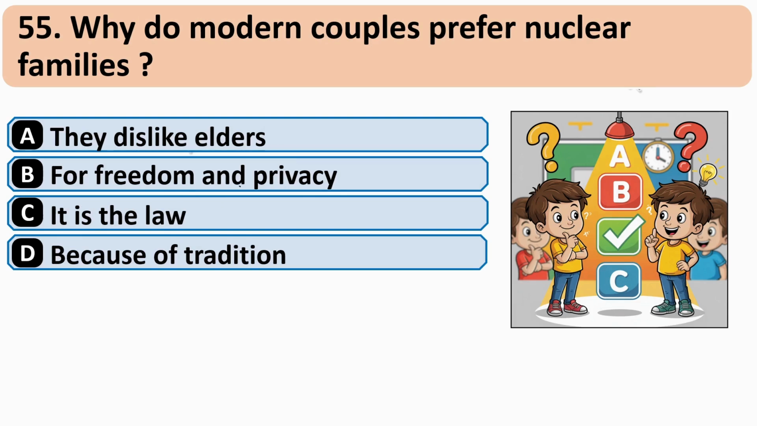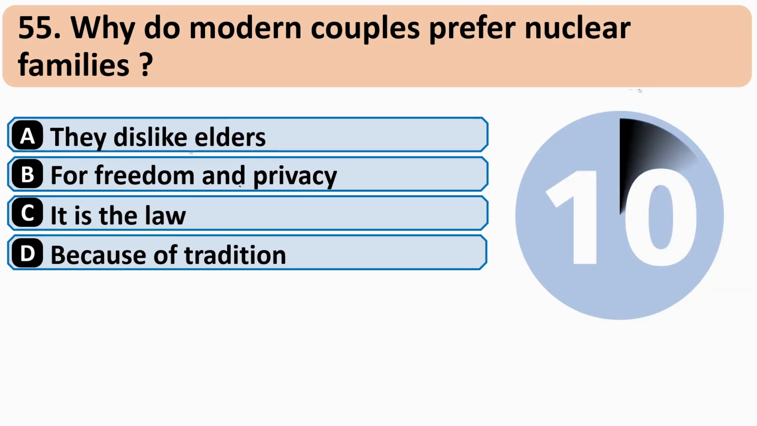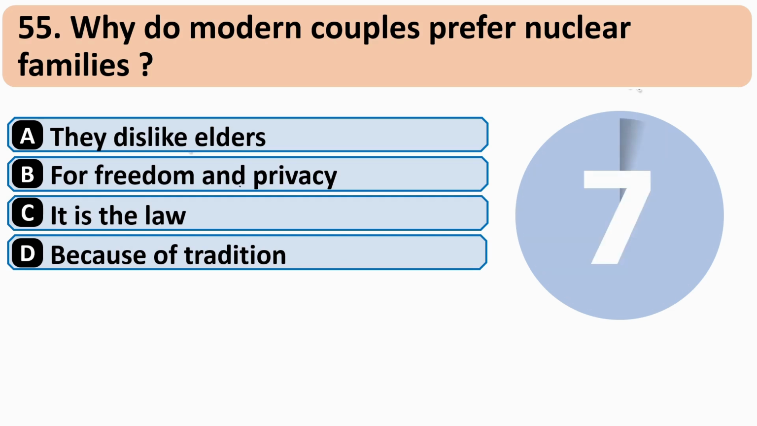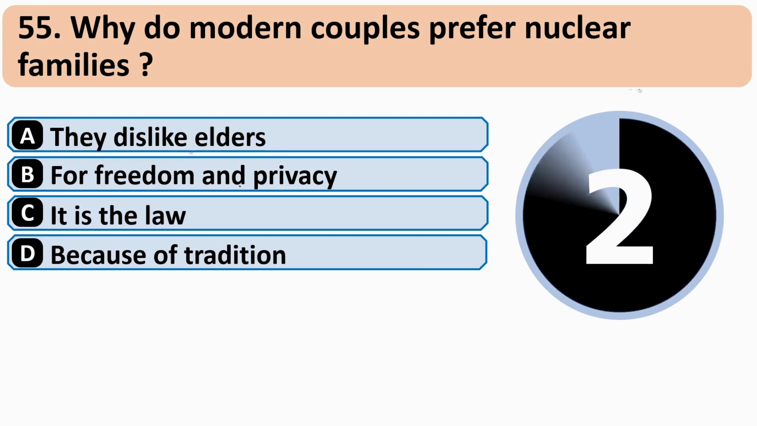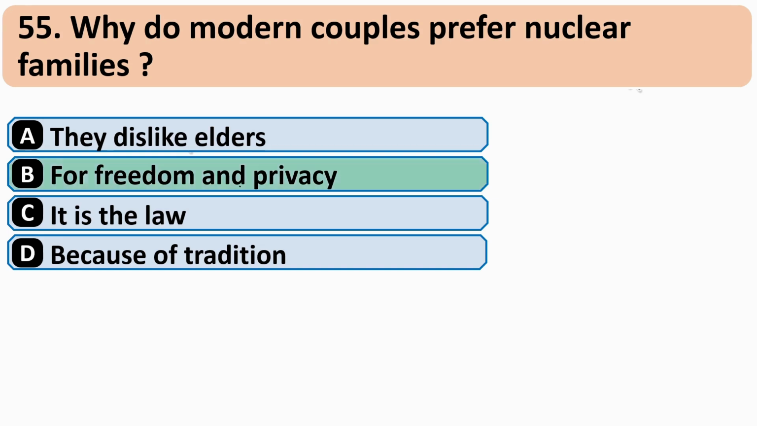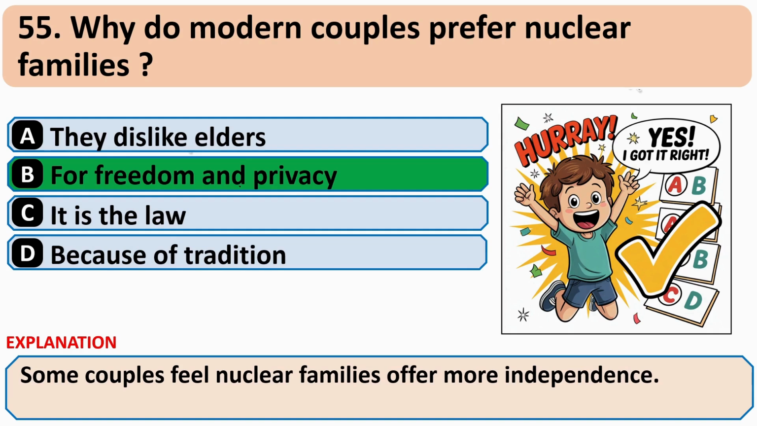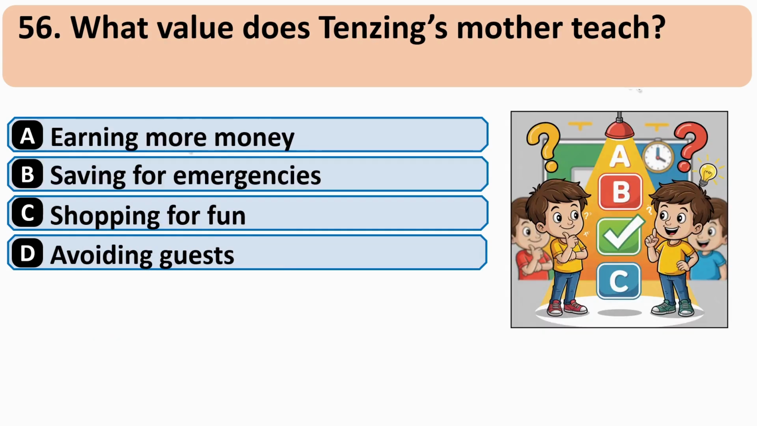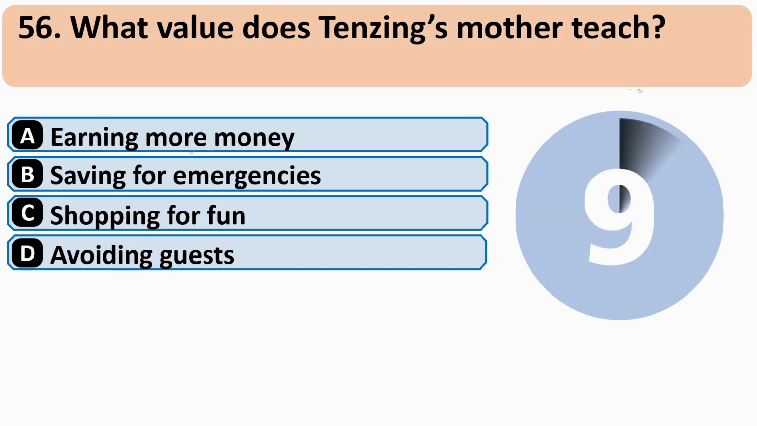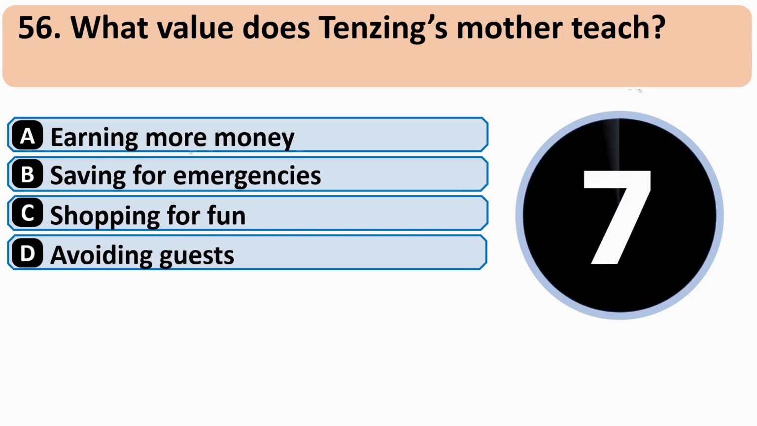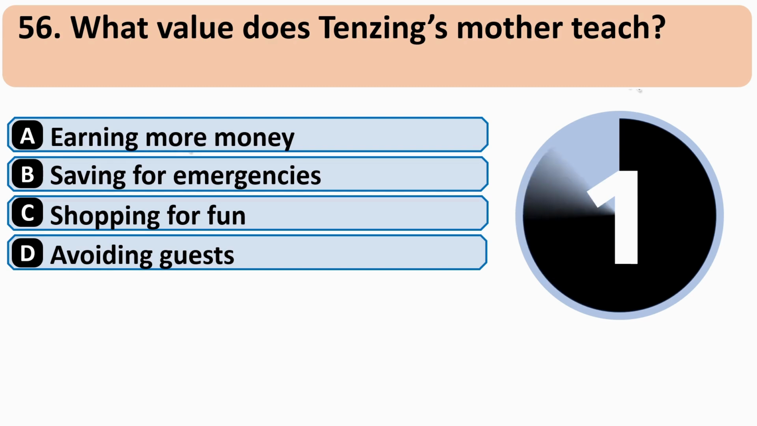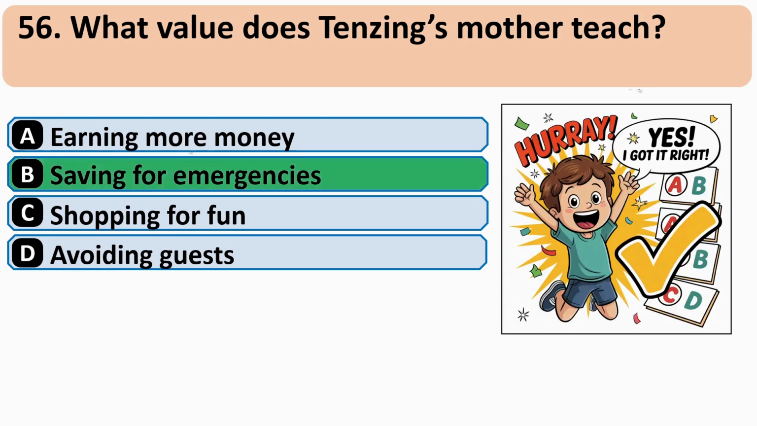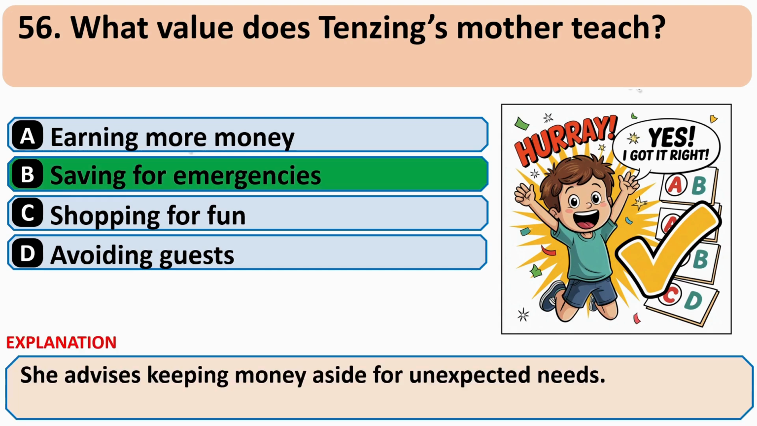Why do modern couples prefer nuclear families? And correct answer is B, for freedom and privacy. What value does Tenzing's mother teach? And correct answer is B, saving for emergencies.